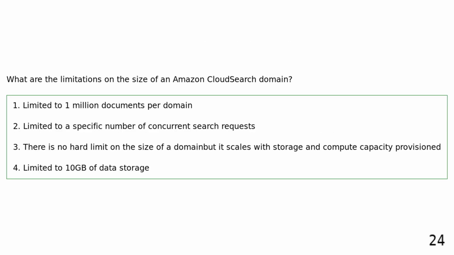What are the limitations on the size of an Amazon CloudSearch domain? Limited to 1 million documents per domain. Limited to a specific number of concurrent search requests. There is no hard limit on the size of a domain, but it scales with storage and compute capacity provisioned. Limited to 10 gigabytes of data storage.